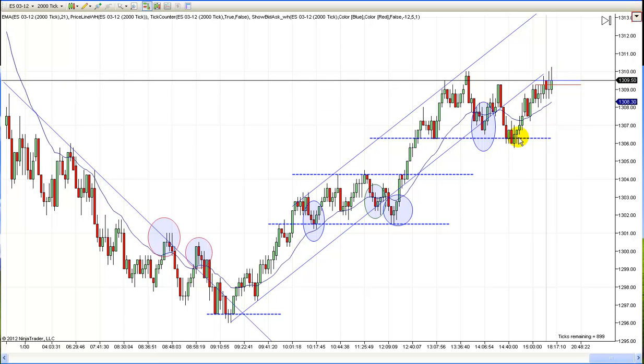But really it was too late to be entering here. This is kind of a moot point to even be talking about this. As you see, it was almost 3 o'clock, and it's just not smart to enter that late in the day. If you still got a runner going or a trade that's open from previously, that's okay.